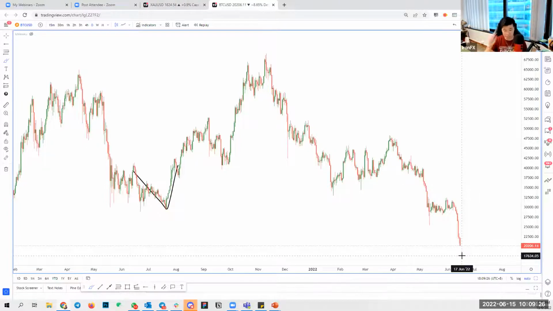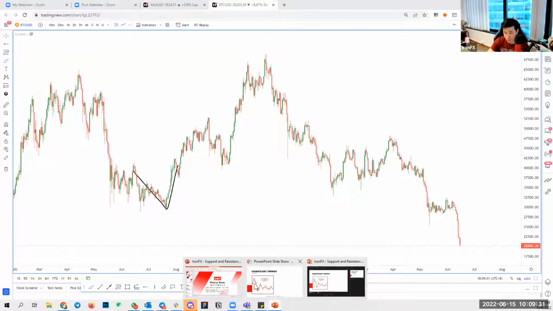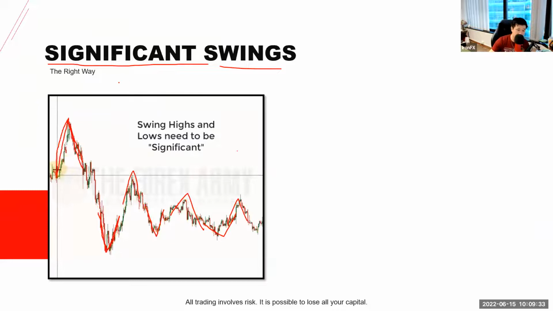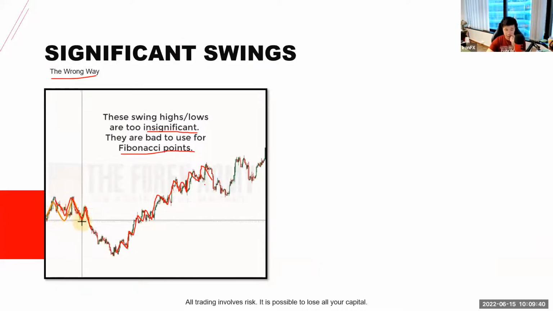So this is the first thing that I want to let you know: when you're trading, look for the significant levels. Ignore the insignificant ones.